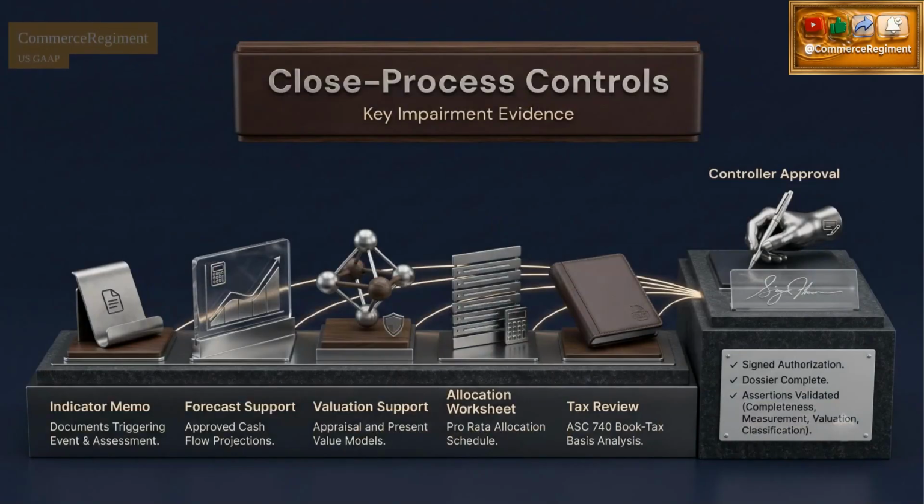Impairment recognition is a significant estimate, so the close process file must be strong before the entry is posted. The file should include the indicator memo, approved forecast support, valuation support, allocation worksheet, fair value floor check, tax review, disclosure draft, and controller approval. The posted amounts should tie to the fixed asset register and the allocation worksheet. This is not the kind of entry where someone should say, "We will find the support later." Later is where audit issues are born.